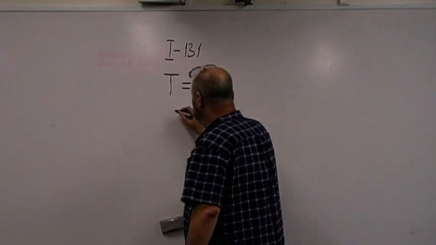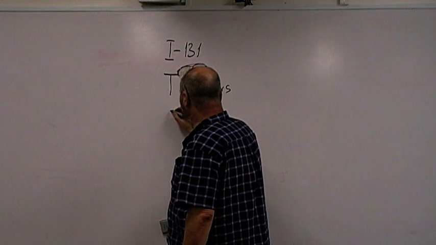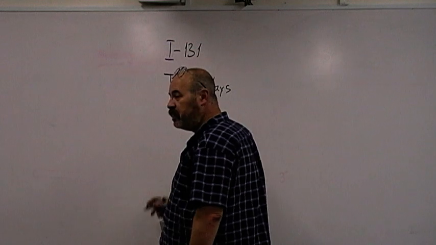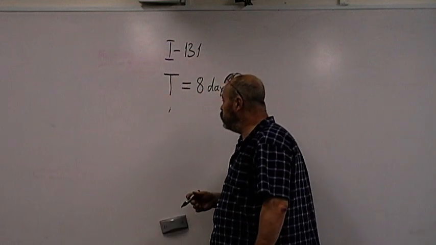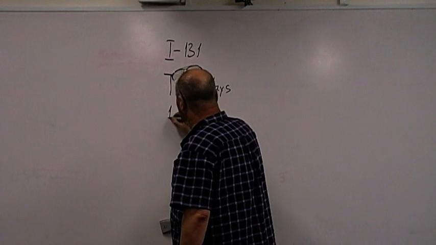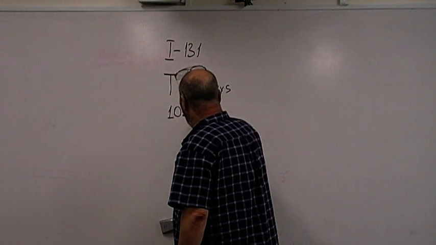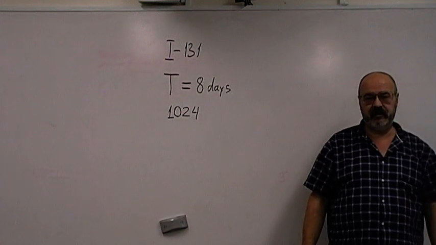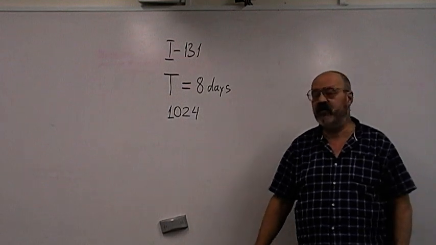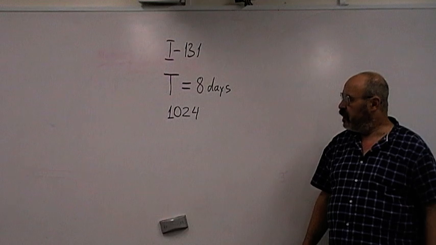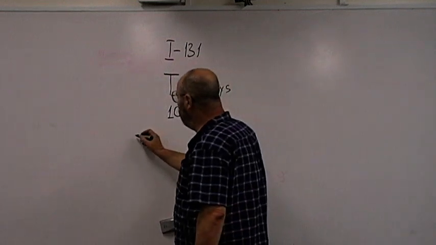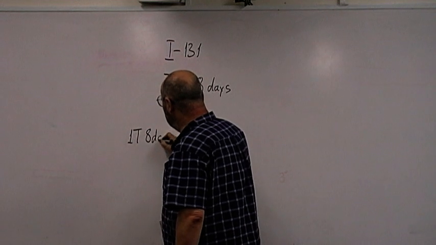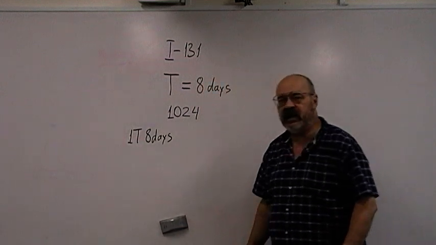And let's say we have, to make it easier for calculations, 1024 atoms of iodine 131. We know that half of them will decay in 8 days. So after one period of half-life, which is 8 days, how many will be left undecayed?